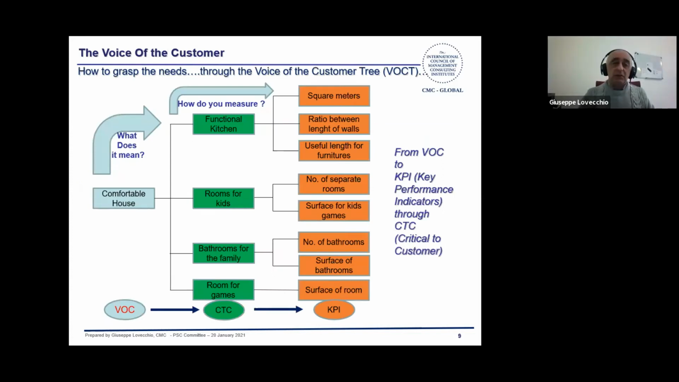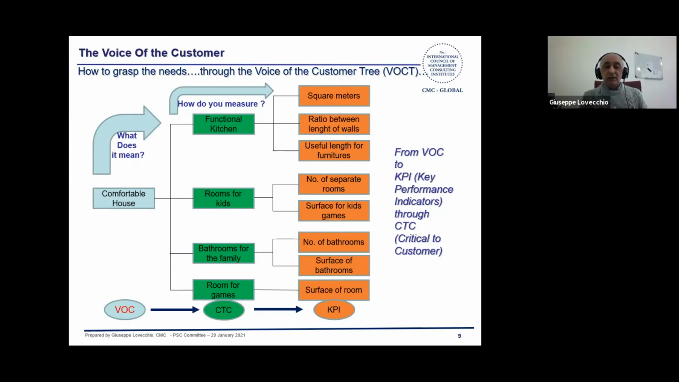But the approach is hierarchical, with a structure. Here we have an example. I need a new comfortable house. I go to the architect, so the architect captures my voice. But okay, comfortable house: what does it mean in terms of critical to customer? A functional kitchen, rooms for kids, bathrooms, room for games. But how do you measure these critical to customer aspects? A functional kitchen, square meters; rooms for kids, surface for kids' games, and so on.